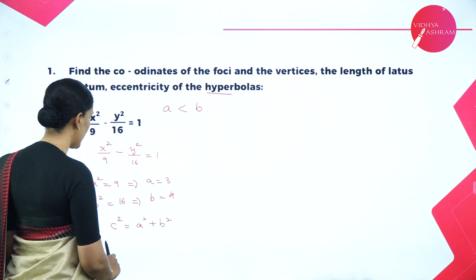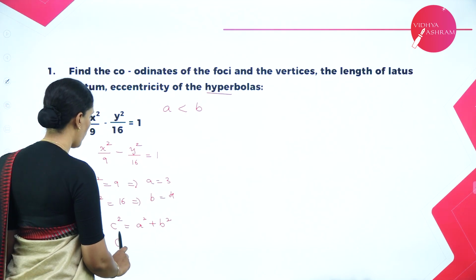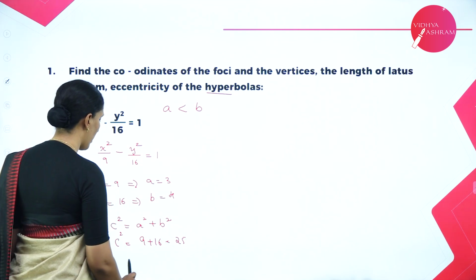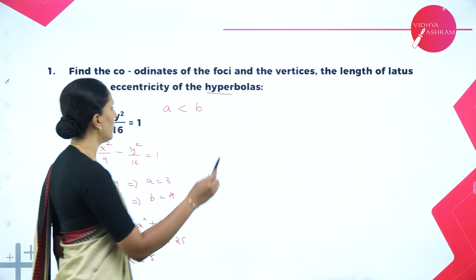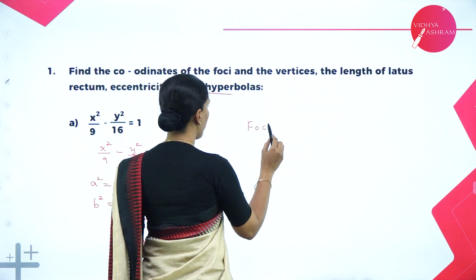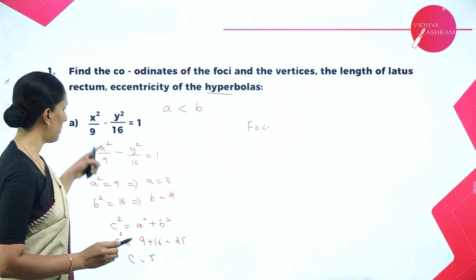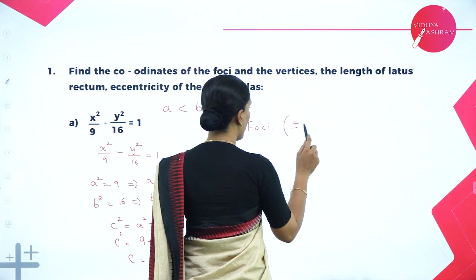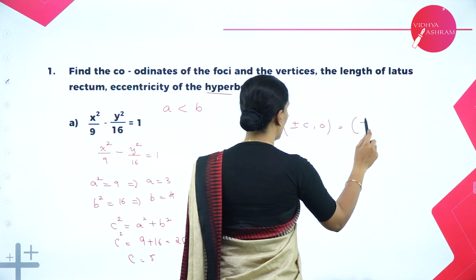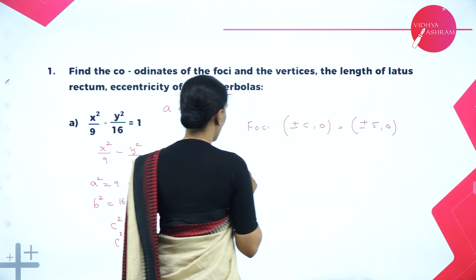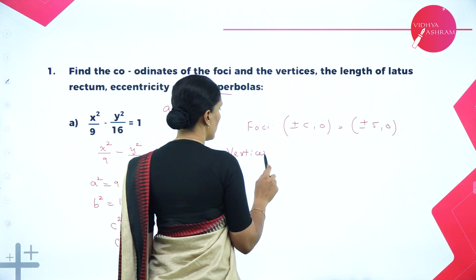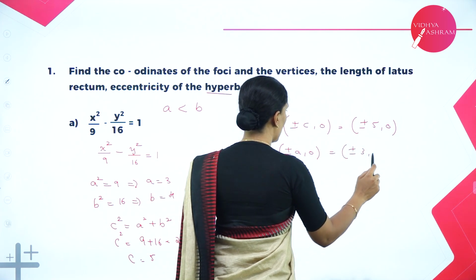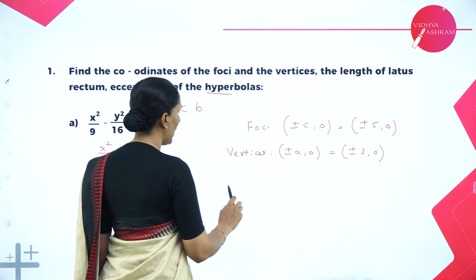Now here we need c square. So c square is equal to 9 plus 16, which is equal to 25. Therefore c is equal to 5. Now the first thing is we are supposed to find the foci. It is clearly of type 1, so the foci lie along the x-axis. Therefore it is plus or minus c comma 0, which takes the value plus or minus 5 comma 0. Next we have vertices. Vertices is plus or minus a comma 0, which is equal to plus or minus 3 comma 0. Next we have length of latus rectum.